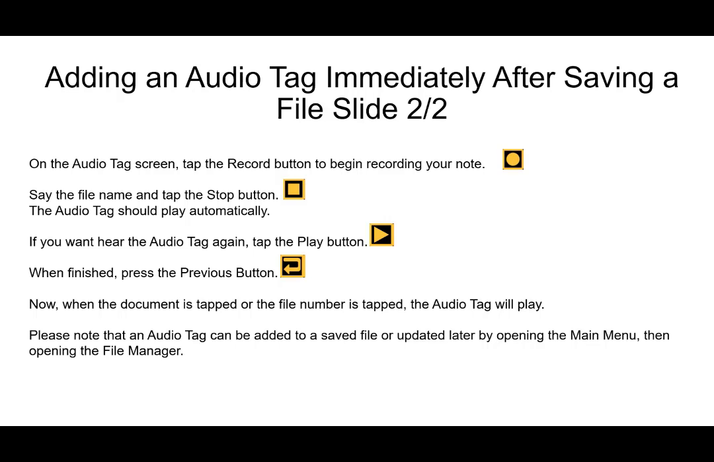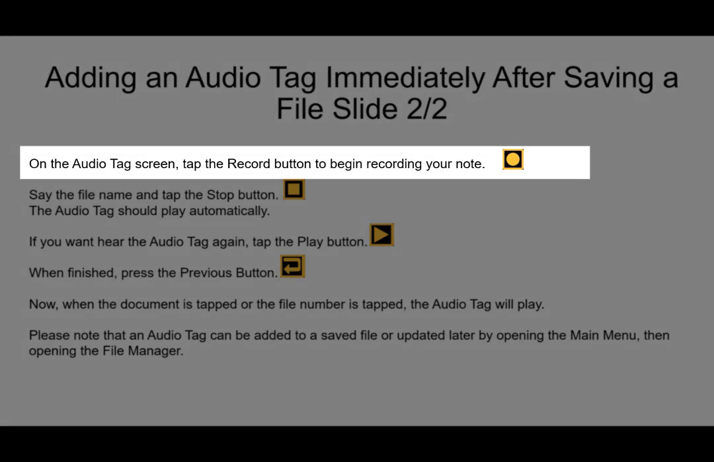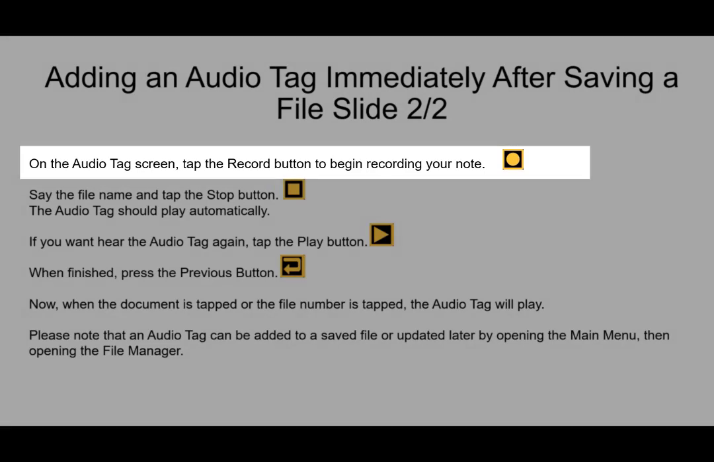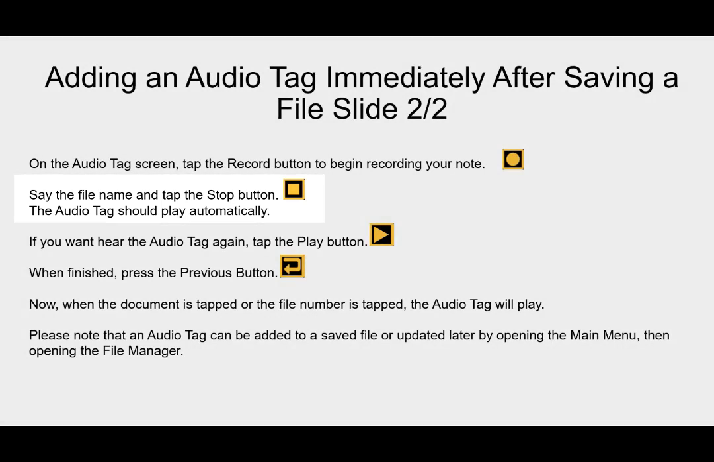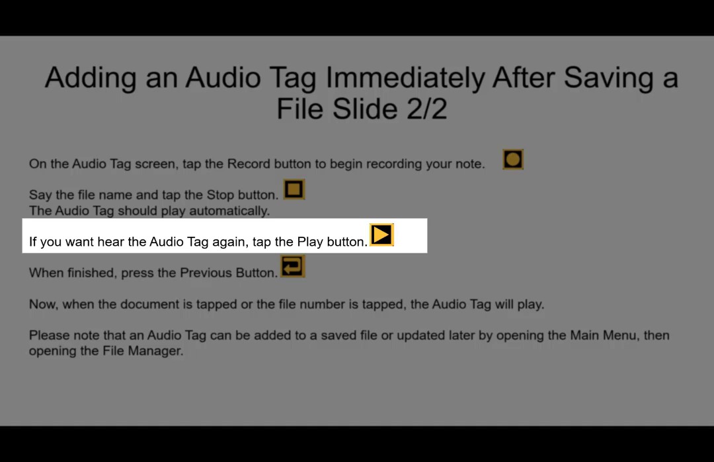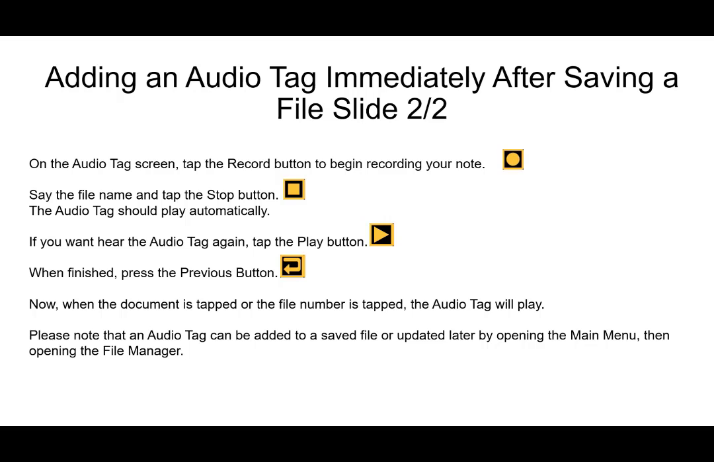So now on the audio tag screen, you're going to tap the record button to begin recording your note. Go ahead and say the file name, and when you're done, just tap the stop button. The audio tag is then going to play automatically, and you'll hear your voice repeated back to you. If you want to hear it again, you can press the play button. If you're not satisfied with the recording, you will have the option to re-record it.